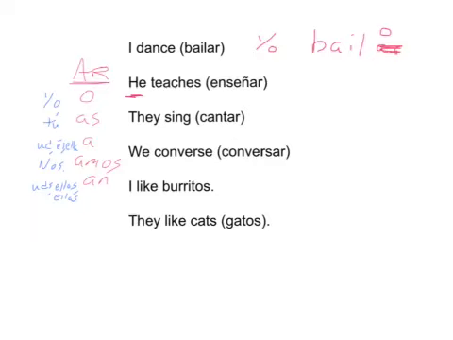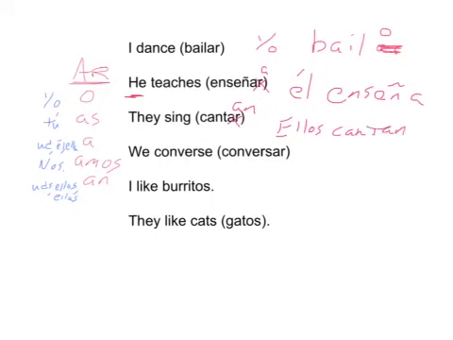He teaches. Our subject is he, therefore we're going to use the usted, él, ella column. The ending is going to be a, so we'll take off the AR off of the enseñar and replace that with a. So it would be él enseña. They sing, we're going to take off the AR, and it's they, so it's going to be ustedes, ellos, ellas in that category. Specifically, it's ellos, so it's going to be cantan. They sing would be ellos cantan.